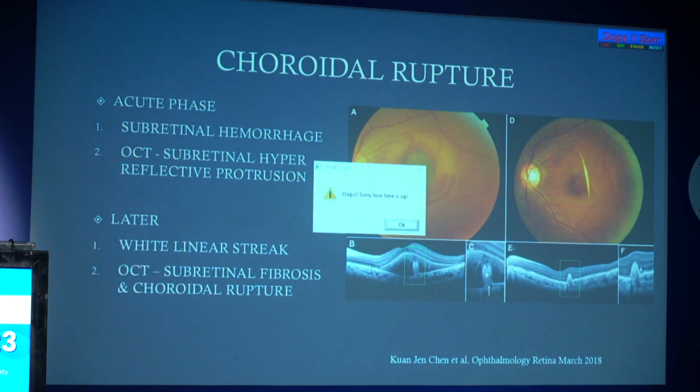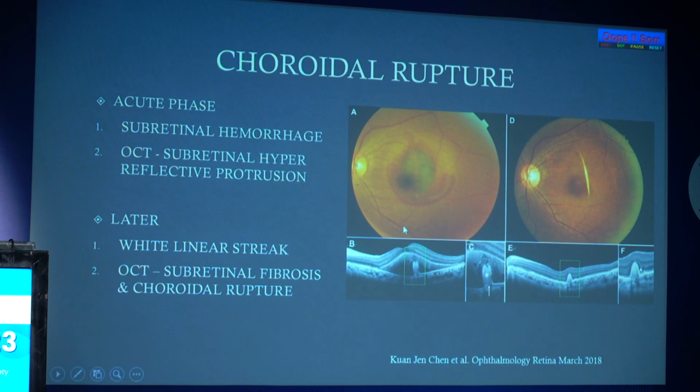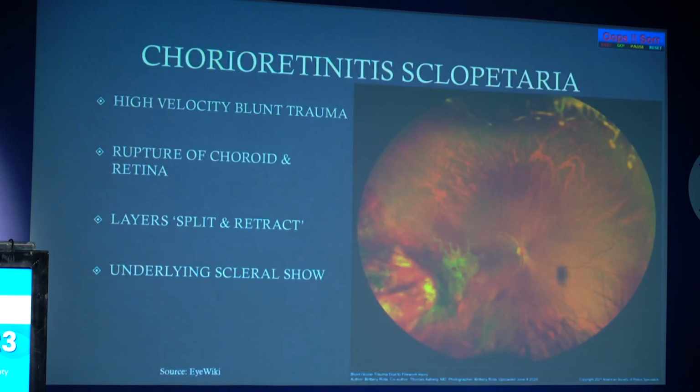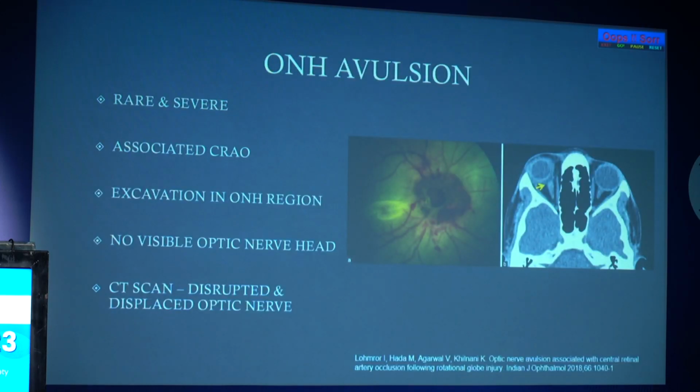Finally, coming to choroidal rupture, which is important in the acute phase. After a hemorrhage clears, you can see the rupture. Retinal detachment can happen because of the tears. And an entity called choroidal rupture with sclopetaria, when the underlying sclera is seen because of a split and rupture of the retina and choroid because of high velocity impact. An optic nerve head avulsion can also be seen in very, very rare cases.